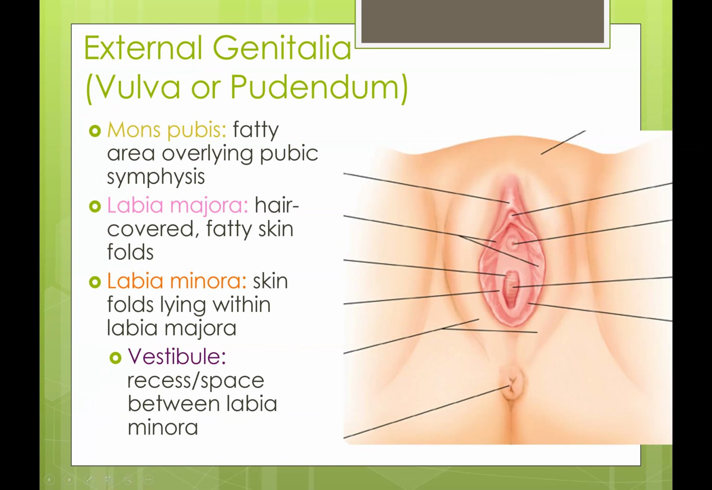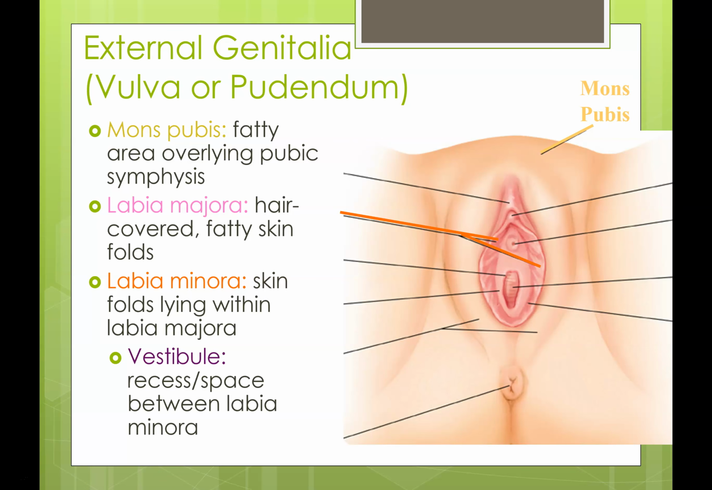Now let's talk about some external genitalia. If you are looking at this lecture in a coffee shop, now is the time to bring that computer screen closer to you. We'll start off with the mons pubis, and this is going to be this fat pad that lies over the pubic symphysis.